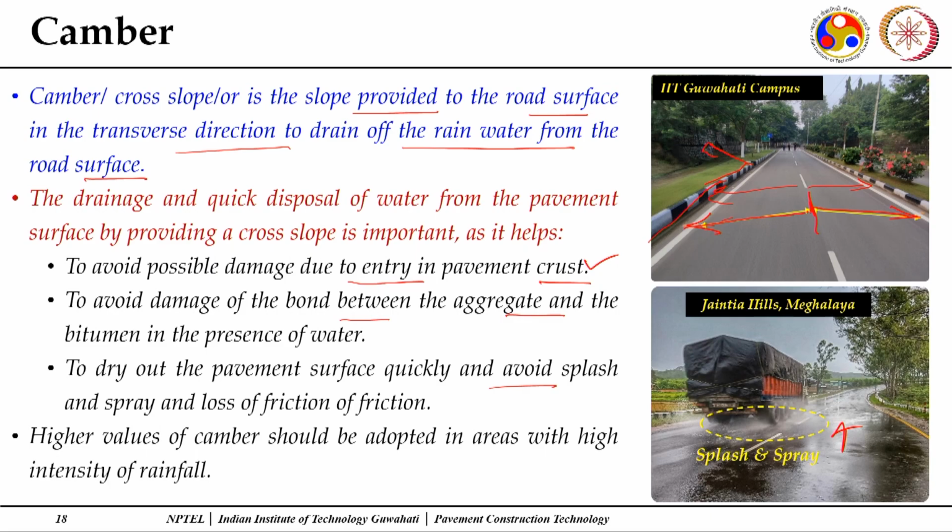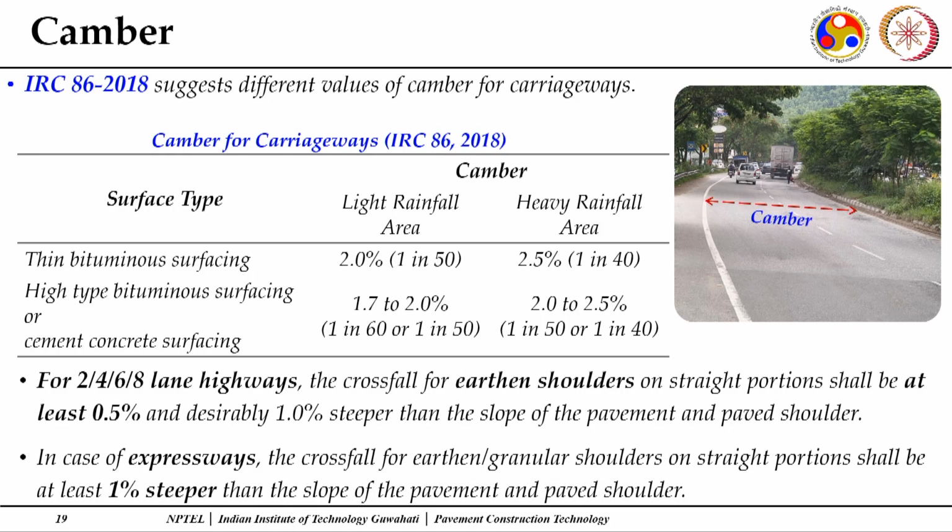If you do not have a proper camber, these kinds of safety concerns arise. Higher values of camber should be adopted where high rainfall intensity regions are there. But yes, there is an upper restriction also. You cannot have a camber of a very high percentage, because the balance of the vehicles will get disturbed if you raise the camber very high. So there is a restriction on this also. Overturning of the vehicles may happen if a very high amount of camber is provided.